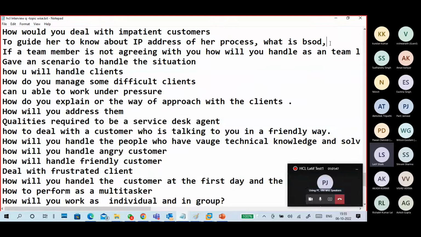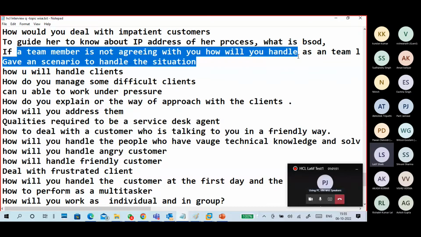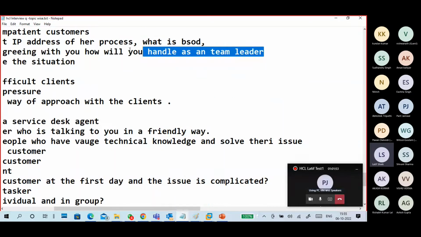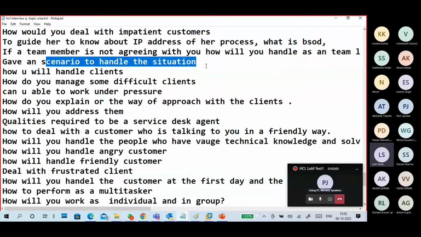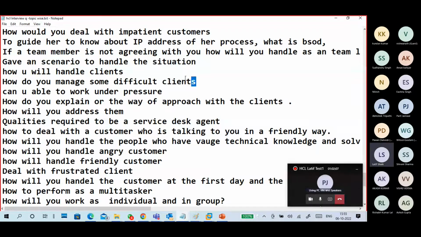What is BSOD? A technical question is included here. Another situation: a team member is not agreeing with you. How will you handle it as a team leader? You are a team leader and your team member is not agreeing with you to do something. What do you have to do? Explain the scenario to handle the situation. Also, how to manage some difficult clients?